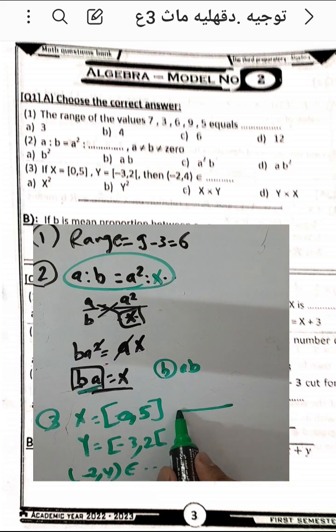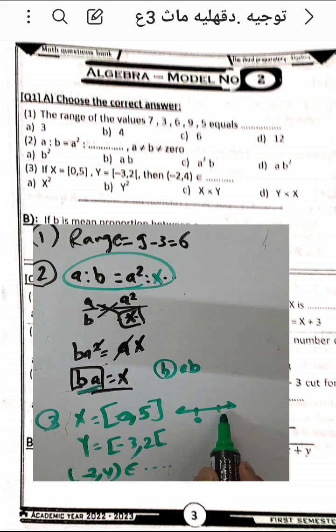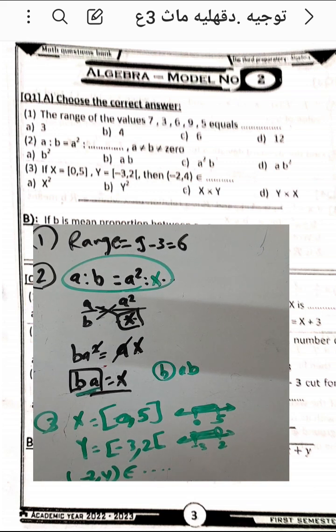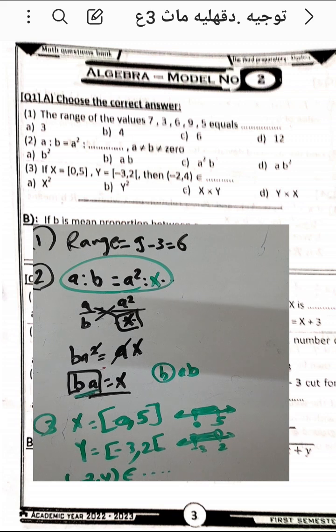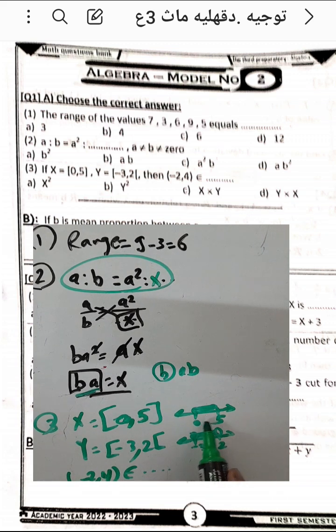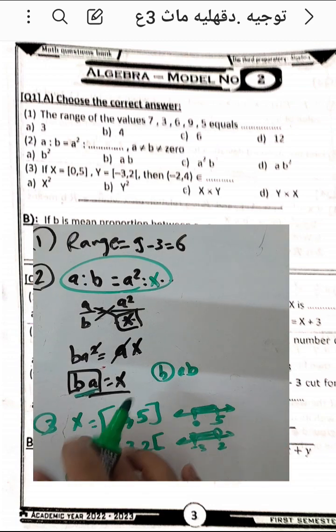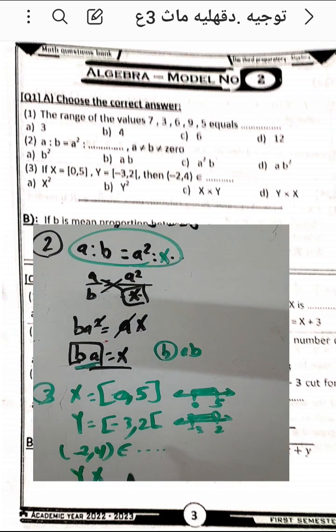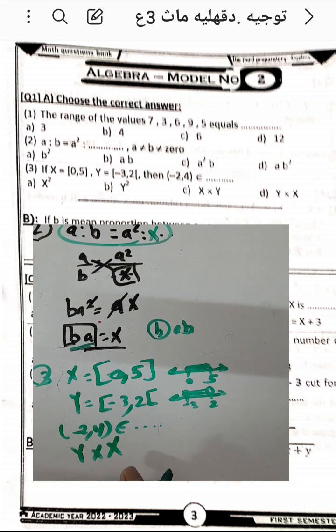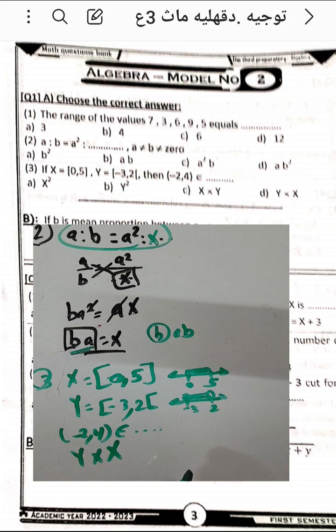We have here x from 0 to 5, closed, and y interval from -3, closed, to 2, opened. And -2 belongs to this interval, belonging to y, and 4 belongs to this interval from 0 to 5, and this interval refers to x. Then the result will be the Cartesian product between y and x. Choose letter C.